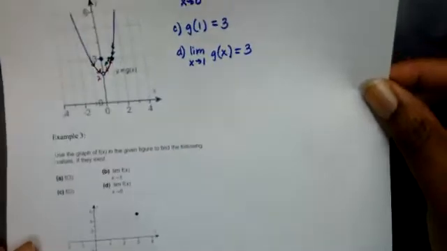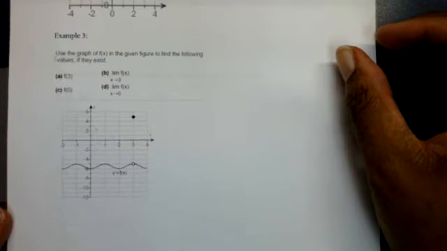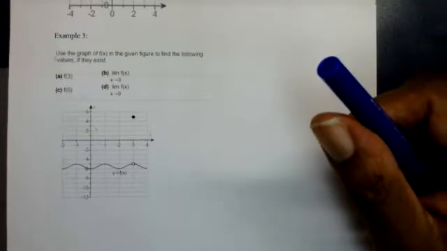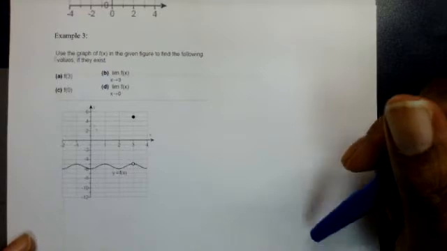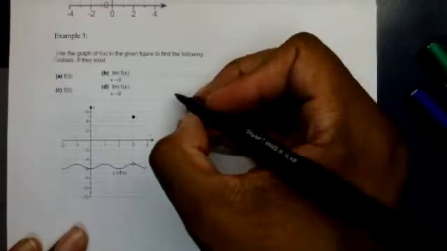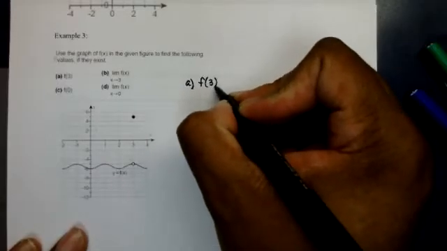All right, now let's look at example 3. Here I want to use the graph of f of x in the given figure to find the following values if they exist. So now in part A, I want to find out what f of 3 is going to be equal to. F of 3.